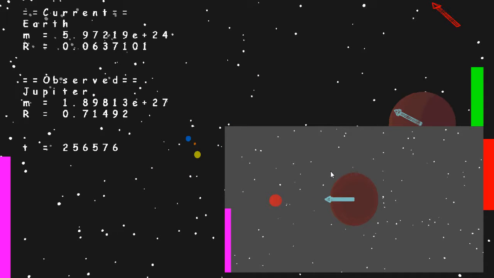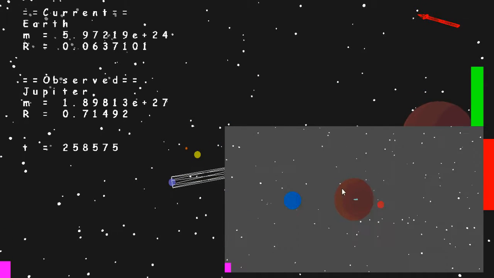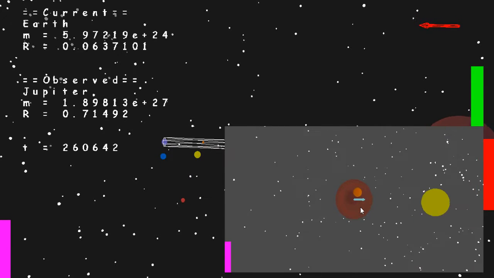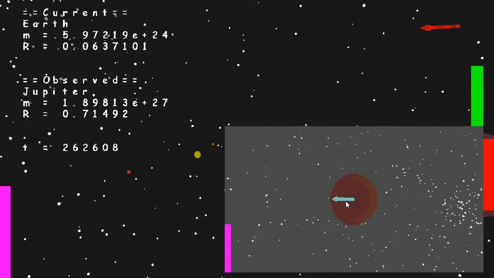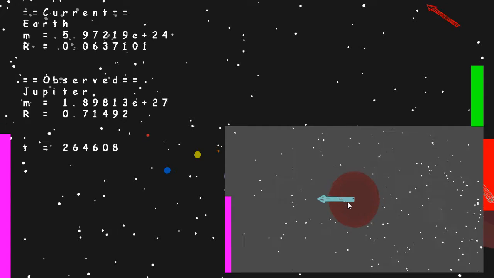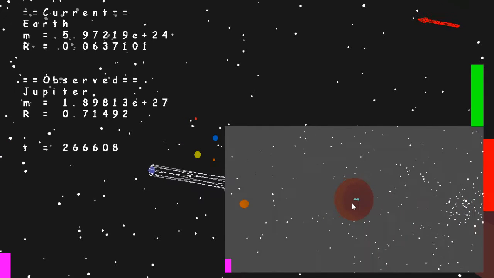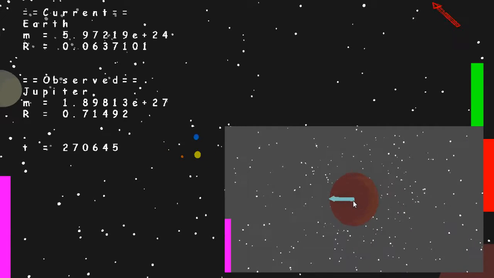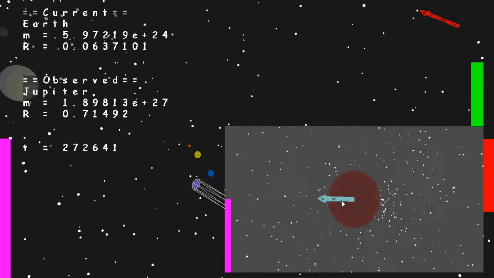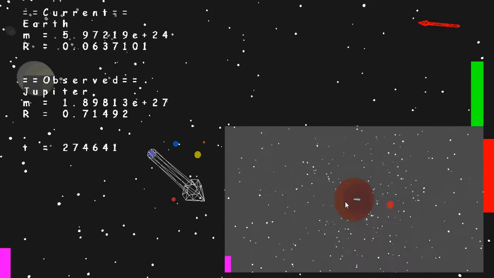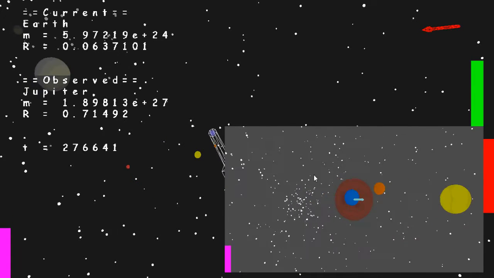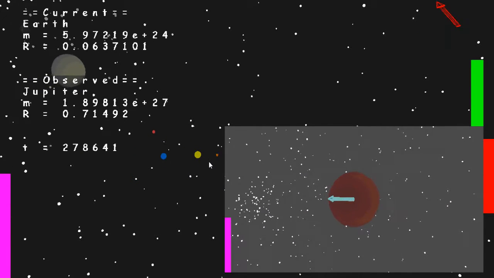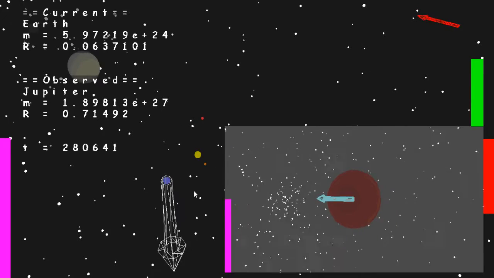So if we start the simulation at a high speed, we can see that the apparent speed of Jupiter alternates, and that's what's called apparent retrograde motion, because sometimes Jupiter appears to move backwards, although it obviously doesn't, as seen from a reference frame that keeps the sun static.